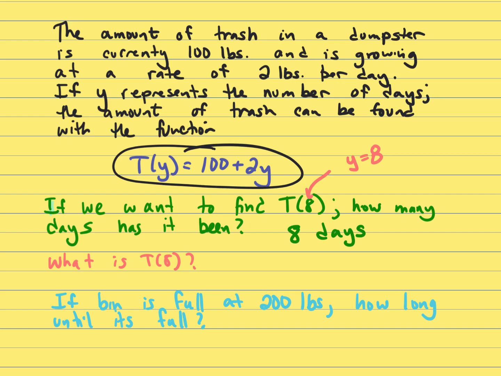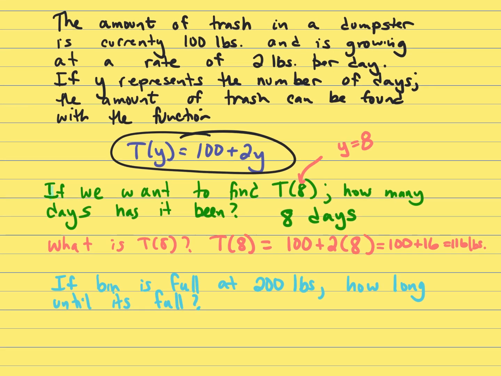Now, the second question says, all right, so we know it's been 8 days. What is t of 8? So t of 8 is going to find how much trash is in this dumpster after 8 days. Remember, if there's a number in there, we simply replace the y in the function with that number. So the function is 100 plus 2y. So this simply becomes 100 plus 2 times 8. 2 times 8 is 16, so 100 plus 16 is 116. And this would be in pounds, because the weight of the trash is in pounds. So the 8 represents the days, I plug it in, and then I get the amount of trash after 8 days.